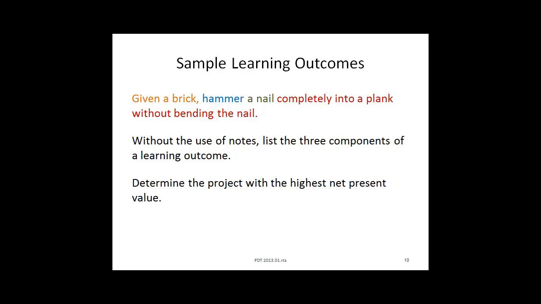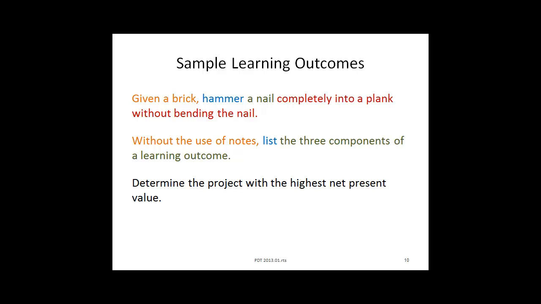Let's try the second one. Without the use of notes, list three components of a learning outcome. So again, performance, criteria, and condition. Which is which? Without the use of notes is the condition. That's the status we're going to bring you into. List is the Bloom's verb. The three components of a learning outcome is what you must do. List the three components of a learning outcome. Notice there is no criterion there. So you either can or cannot list the three components of a learning outcome. You have to get all three.